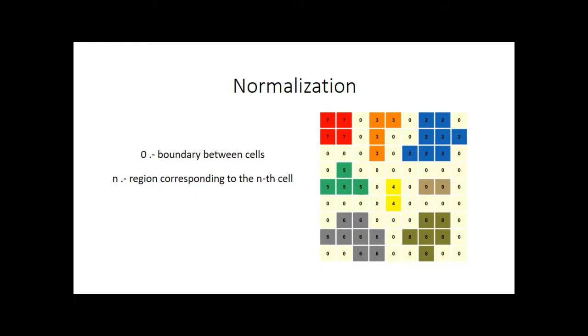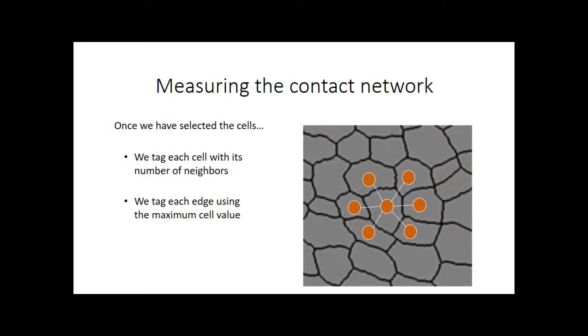So I think I'm skipping the normalization part. And let's see how we construct the filtration. So the idea is the following. Since we want to keep this contact network somehow, what we do is we assign to each cell the number of neighbors it has. Okay, so in this case, all these cells have 6 neighbors, and this cell has 7, because there is a division there.